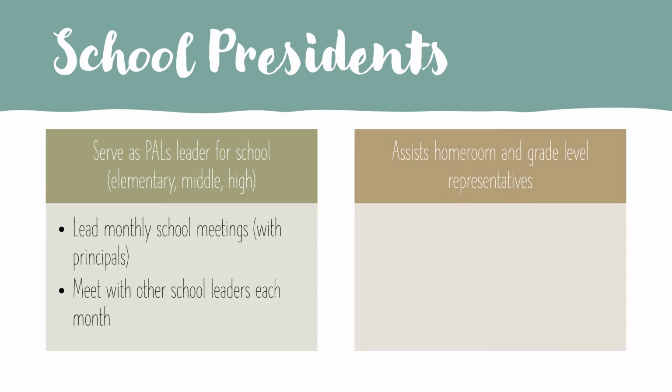As we talked about in our previous meeting, we are going to have school presidents to represent the whole school and to help the grade level and classroom representatives. Those three presidents have been identified. We've already met. I will introduce them to you in a moment. There is one president for elementary, one for middle, and one for high school. Their main responsibilities are to lead the monthly school meetings with principals, which I will talk about in a moment. They will meet with other school leaders each month, and they will assist the homeroom and grade level representatives.